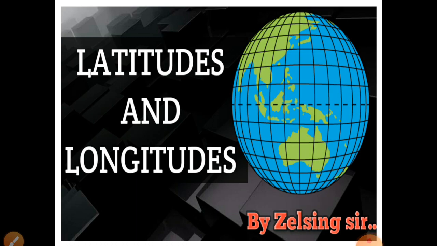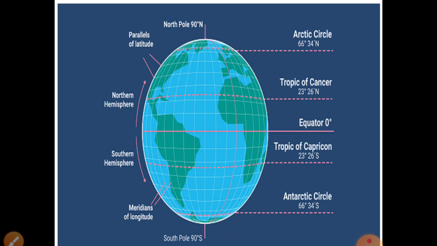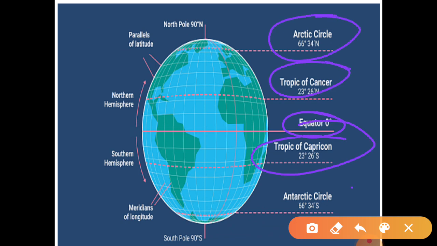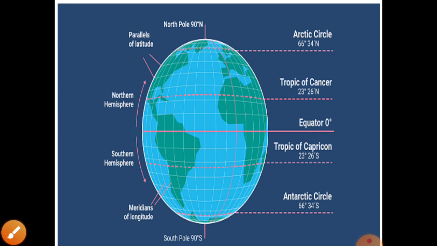Today I'm gonna teach you latitudes and longitudes. Okay, so just look at this picture. Here you can see many latitude and longitude lines, or many horizontal and vertical lines. In this picture you can see some important lines like the Equator, Tropic of Cancer, Arctic Circle, Tropic of Capricorn and Antarctic Circle. Here is the North Pole and here the South Pole. So today we are going to learn in detail about all these lines.